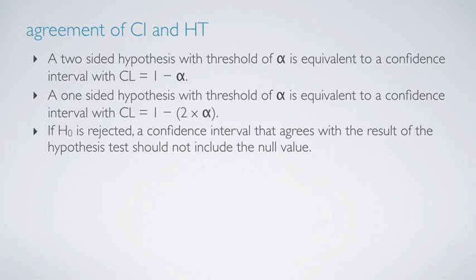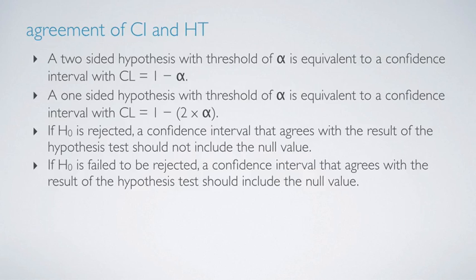If the null hypothesis is rejected, a confidence interval that agrees with the result of the hypothesis test should not include the null value. This hopefully makes sense, because if you're saying that you're rejecting a null hypothesis, the null value then should simply not be in the confidence interval. Otherwise, you would be contradicting yourself saying that it's a plausible value for the parameter of interest. Similarly, if the null hypothesis is failed to be rejected, a confidence interval that agrees with the result of the hypothesis test should indeed include the null value.